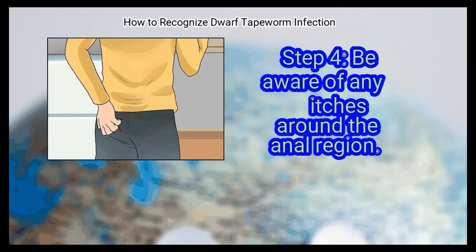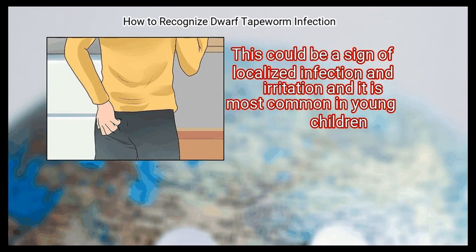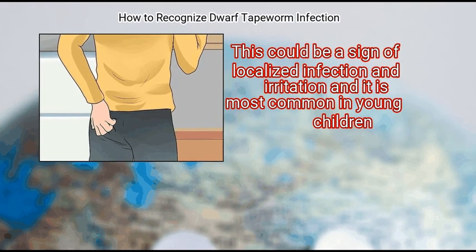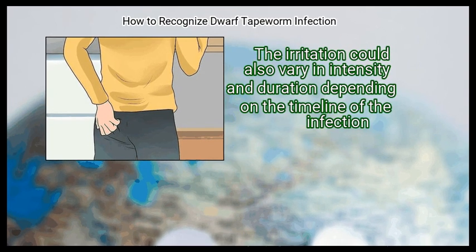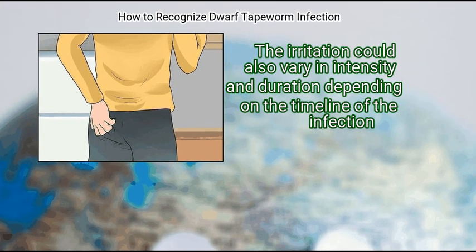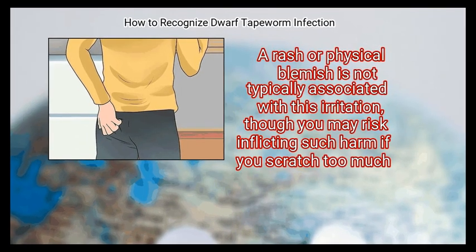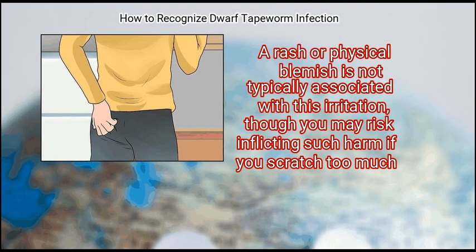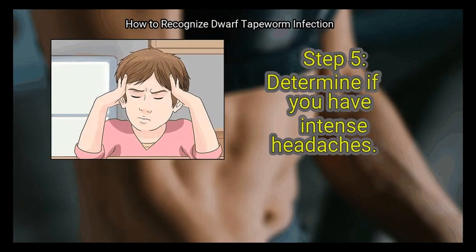Step 4. Be aware of any itches around the anal region. This could be a sign of localized infection and irritation, and it is most common in young children. The irritation could also vary in intensity and duration depending on the timeline of the infection. A rash or physical blemish is not typically associated with this irritation, though you may risk inflicting such harm if you scratch too much.